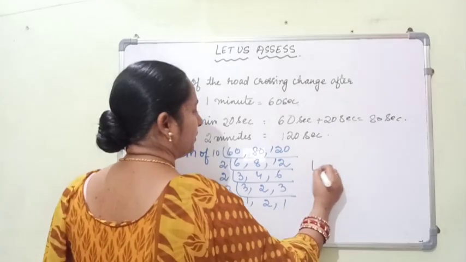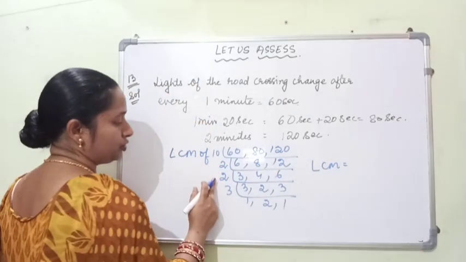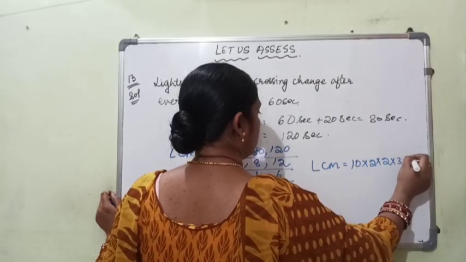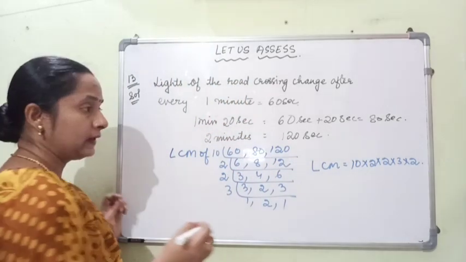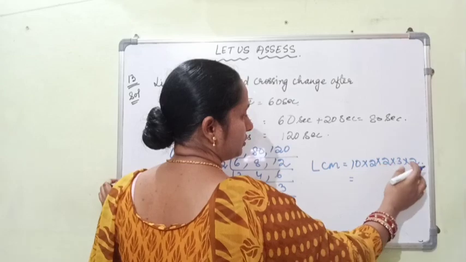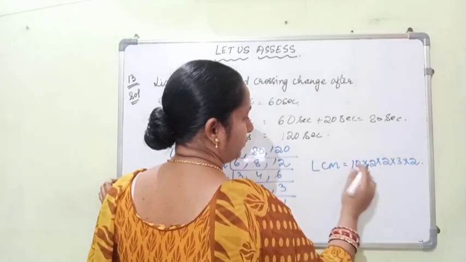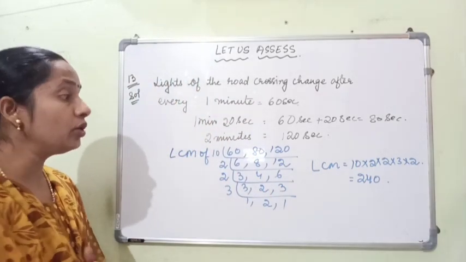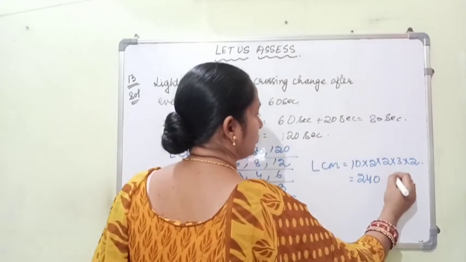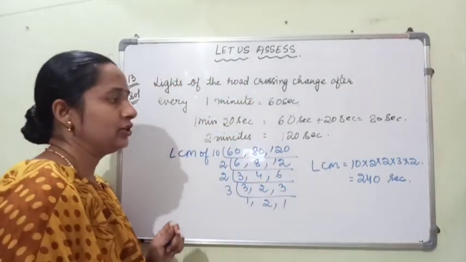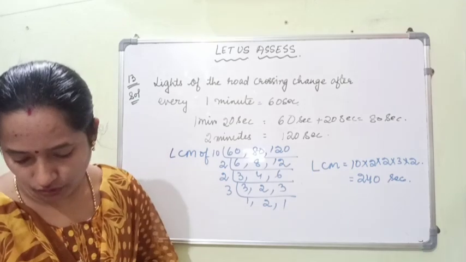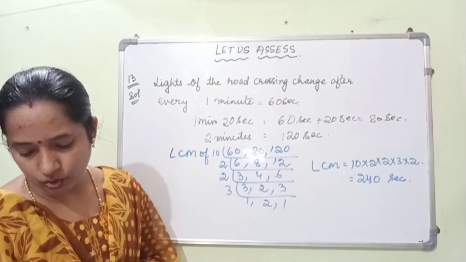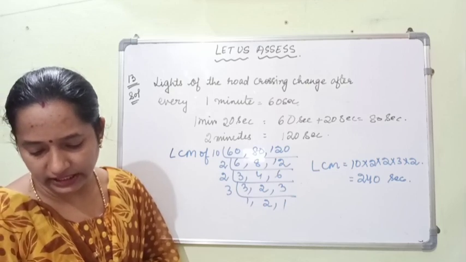Here LCM is equal to how much? 10 into 2 into 2 into 3 into 2. Right? Multiply it. 2 2's are 4, 2's are 8, 8 3's are 24, 24 into 10, 240. Got it? So 240 what? All these are time in seconds. So we got 240 seconds.